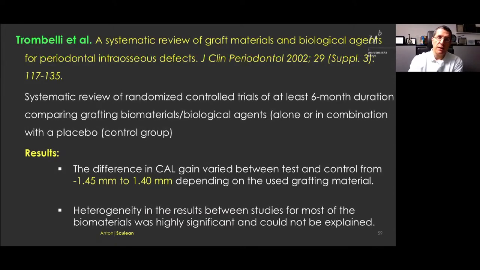A very nice study by Leonardo Trombelli, published in 2002, is just to give you one idea. If you don't perform a papilla preservation flap, if you are not able to preserve the interdental papilla, then look at this gain in clinical attachment level based on the material. Sometimes it is even below what we can achieve with a flap approach, minus 1.5 millimeters to 1.4 millimeters.